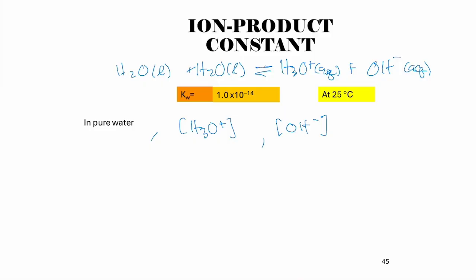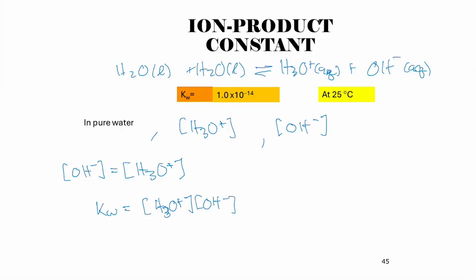Their concentrations are equal to each other? They should be equal to each other, right? Because for every H3O+ we've created in neutral water, where there's no other source of H3O+, we've also created OH minus. So these two should be equal to each other. OH minus should be equal to H3O+. Which means if KW was equal to these, we can solve for one of them and they'll be the same as each other. So this is OH minus, and we'll just do OH minus squared.